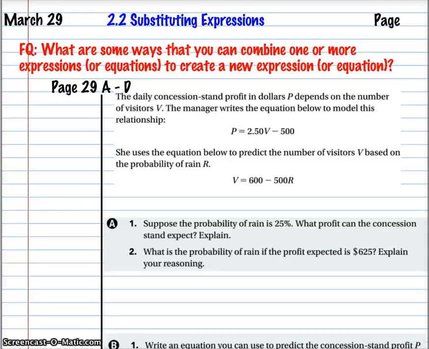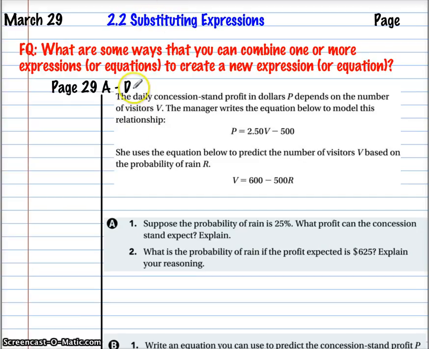Okay, so this is substituting expressions 2.2. We're going to do A through D on page 29. I'm probably just going to go over a couple with you. It's not as difficult as it looks. It takes a little bit of mental concentration, but not too much.